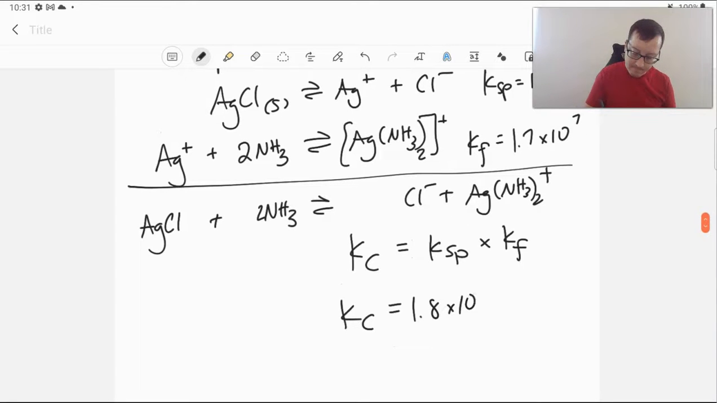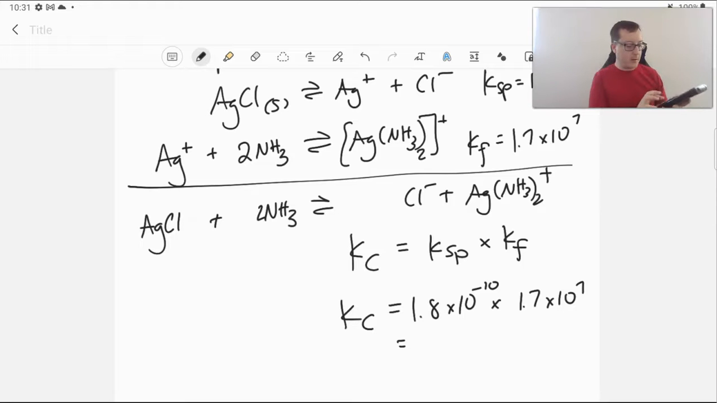And so the equilibrium constant for this would be equal to 1.8 times 10 to the negative 10, and Kf would be 1.7 times 10 to the 7th, so 1.8 times 10 to the negative 10 times 1.7 times 10 to the 7th, which is 0.00306. So, slightly improved, right? A little bit better than before.